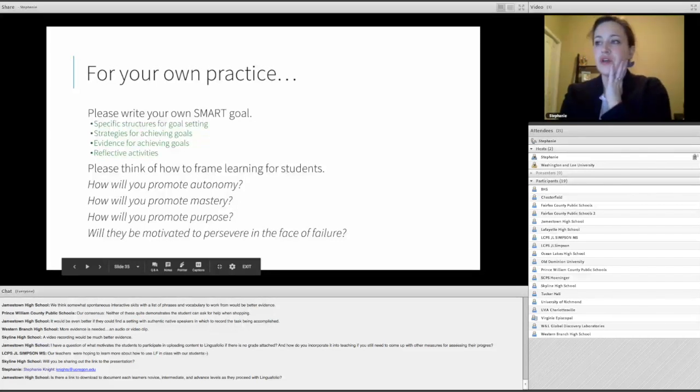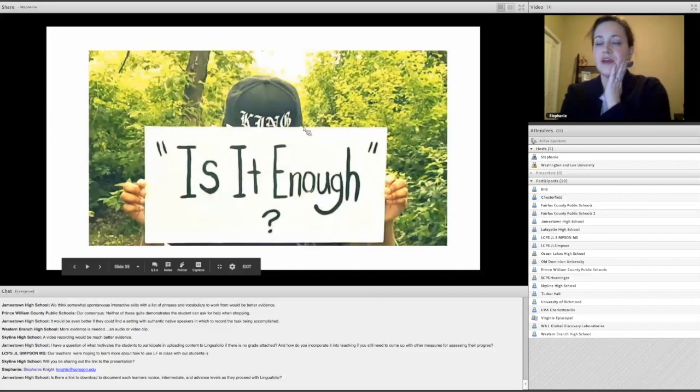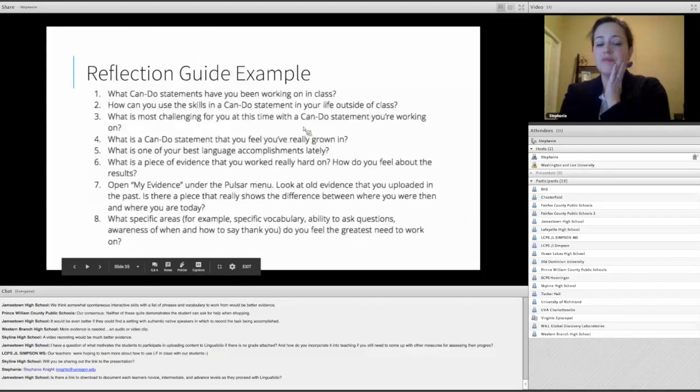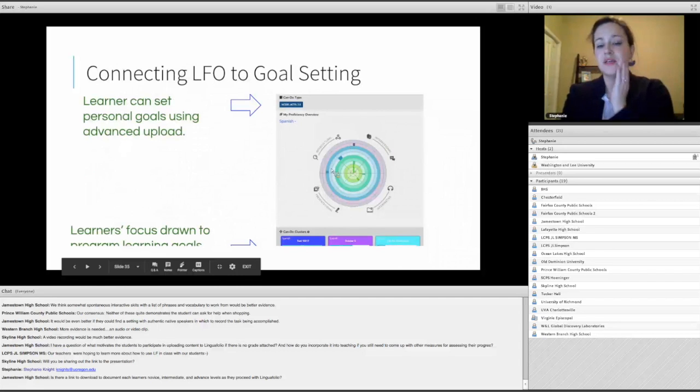What I can show you is as they proceed, you'll see that this My Proficiency overview actually starts to fill in. So the center level is novice low, and we have novice mid, novice high. So as the students upload evidence in higher quantity and quality, those arcs fill in. And so the students can visualize their growth over time there. And if that did not answer your question, I am happy to answer it differently.